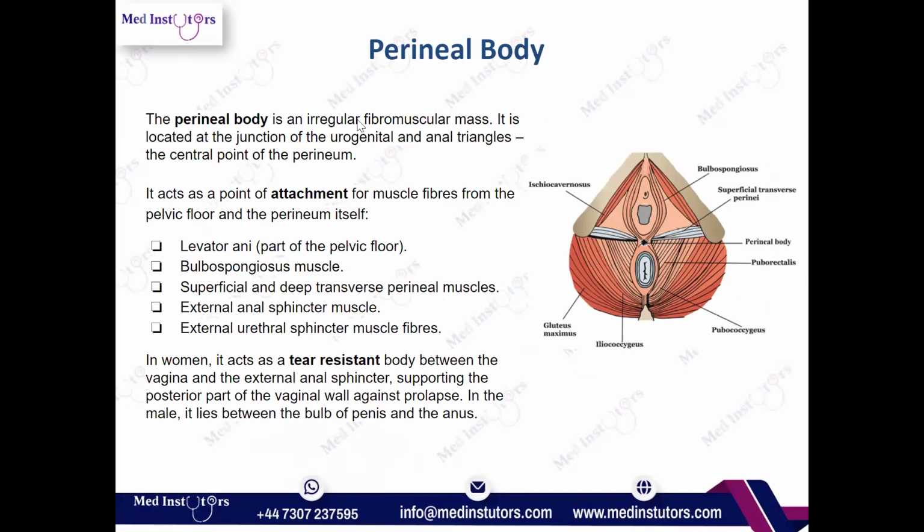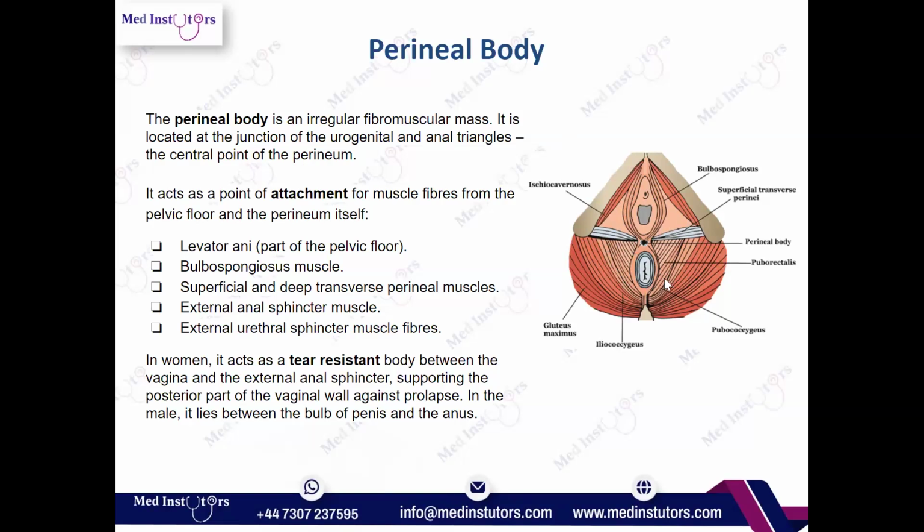Basically, the perineal body is an irregular fibromuscular mass, as you can see here in the diagram. It is located at the junction of the urogenital and anal triangle, in the central point of the perineum. Very basic regarding the anatomy of the perineum: it is divided into two areas, a diamond-shaped region. Anteriorly, we have the urogenital triangle. Why do we call this the urogenital triangle? First, it looks like a triangle, and urogenital because it consists of genital organs and urethra.